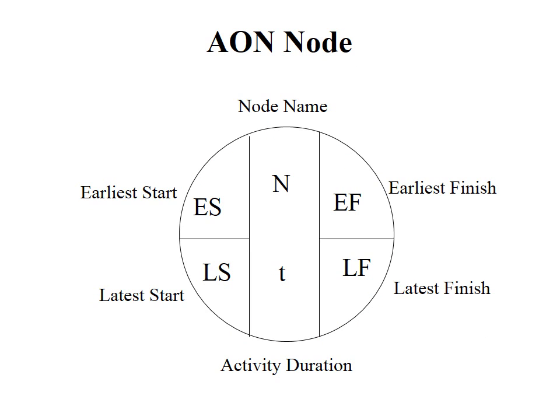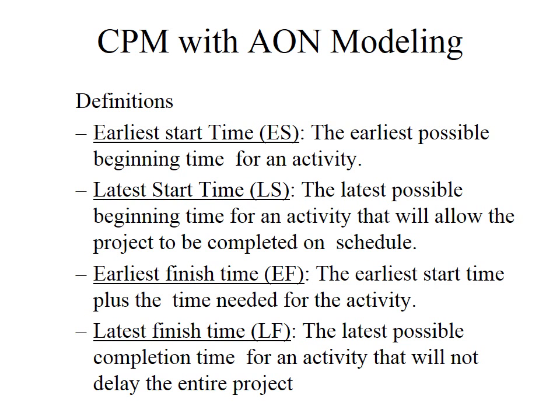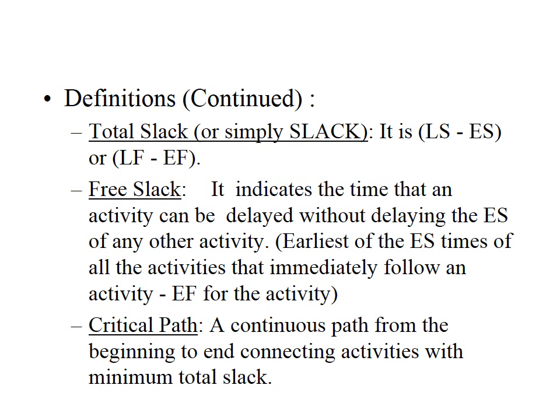The AON approach uses a node which will incorporate 6 different pieces of information, and I will not spend much time on these because I will explain those things with an example. Again, they will have the node name, the earliest you can start an activity, earliest you can finish, latest you can start an activity, latest you can finish, and the duration of the activity. Those things are defined here, and there is more definition which you can read later.